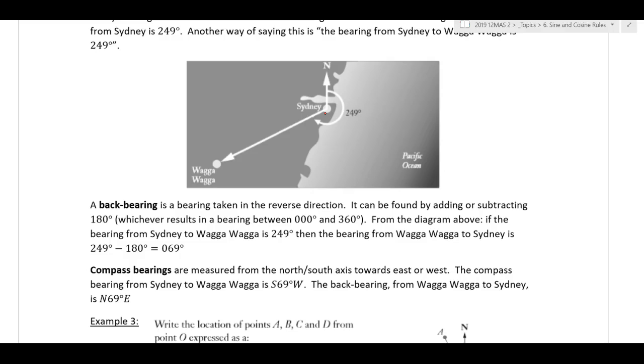Now, the way that you calculate it, seems a bit funny to say this, but you either add or subtract 180 degrees, as appropriate. If you can take 180 degrees away, then do that. If your bearing is less than 180 degrees, so you can't take it away, then you add it on. So you either add or subtract 180 degrees to get the bearing going in the opposite direction.